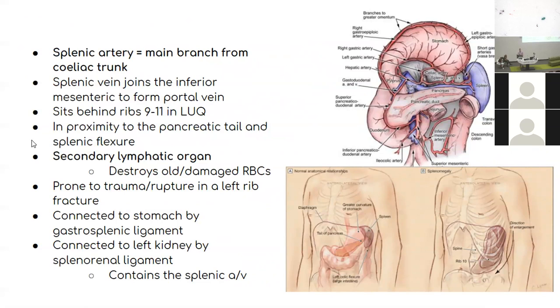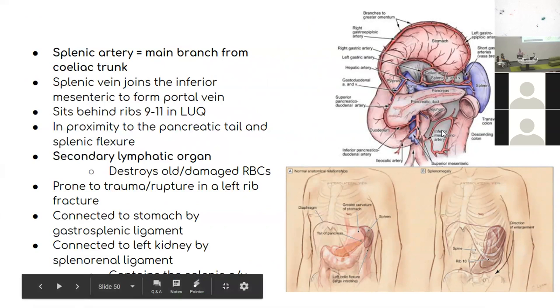So just knowing that the splenic artery, one of the main three branches from the celiac trunk, it's got a very tortuous path, tortuous, big buzzword for the splenic artery. It's winding to the spleen. And then the splenic vein, Whitney's already gone through all that stuff. Just knowing its anatomy, it's in your left upper quadrant, roughly behind 9th to 11th ribs. So just knowing where that is there. Kind of near the pancreatic tail there, as you can see, and the splenic flexure of the large colon.